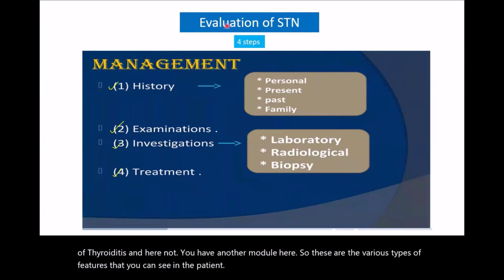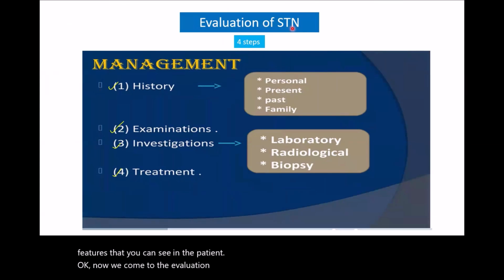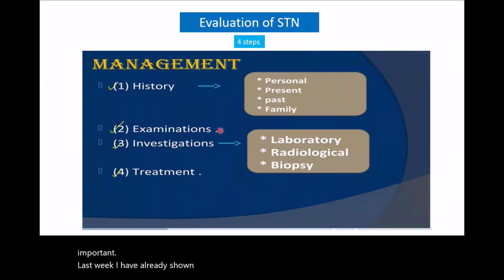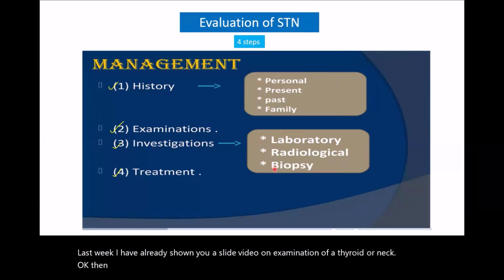Okay, now we come to the evaluation of a patient with solitary thyroid nodule. There are 4 steps as usual. History, very important. Personal history, present, past, and family history, very, very important. Examination, okay. Last week, I already showed you a video on examination of a thyroid or neck. Okay, then investigations: laboratory, radiology, and biopsy, and treatment. So I shall go through briefly each one of them.